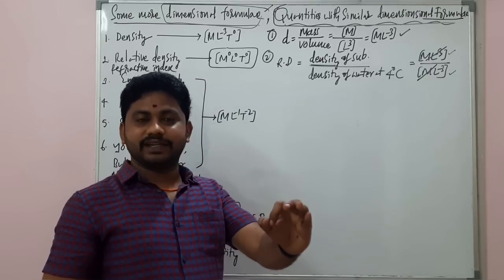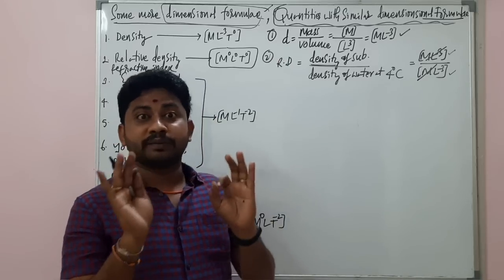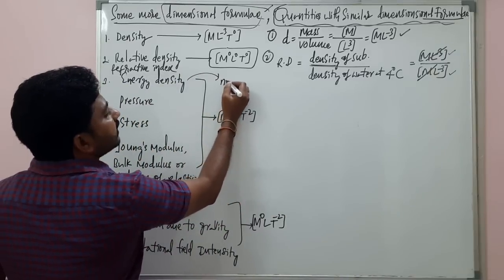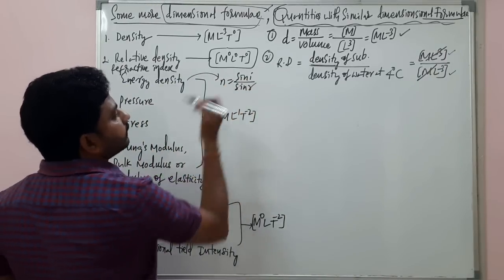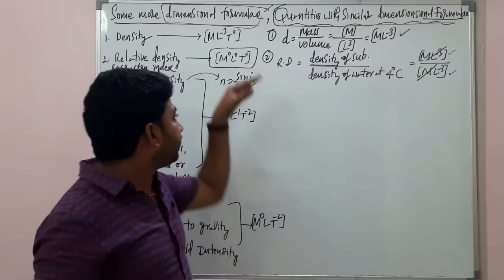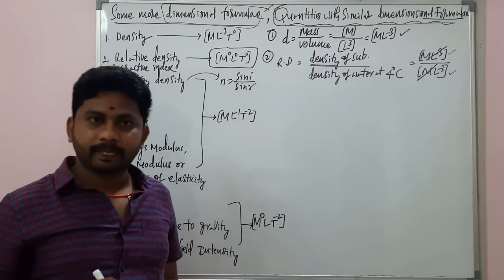Refractive index is equal to sin i by sin r. I hope you remember the situation. Refractive index, so I'm writing here n is equal to sin i by sin r. In 10th standard, in the refraction topic, you have sin i by sin r. Sin i is an angle.